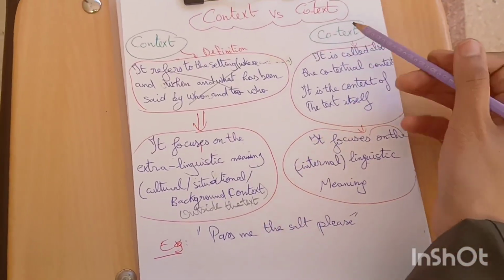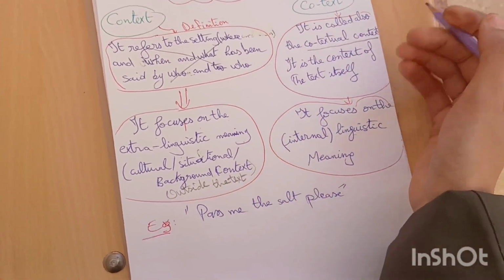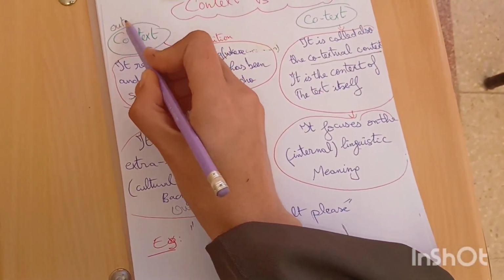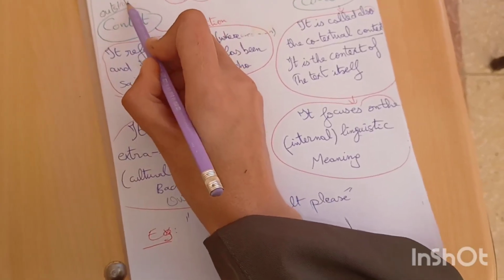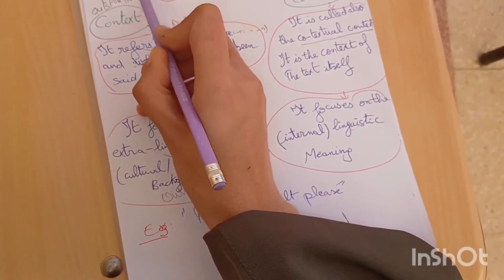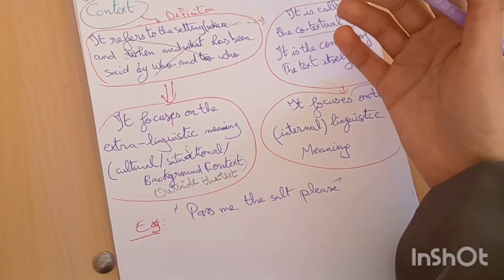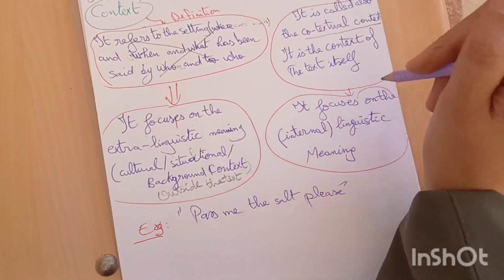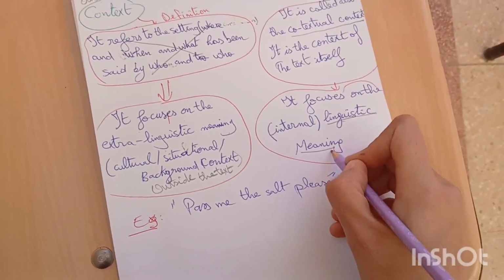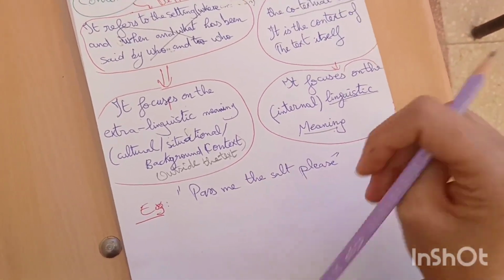While we have here the co-text, or we also call it the co-textual context, like a kind of part of the context. This we can say is outside the context, outside the text. When we say the co-textual context, it's like the context in the text itself. So it is the linguistic meaning, the internal one.